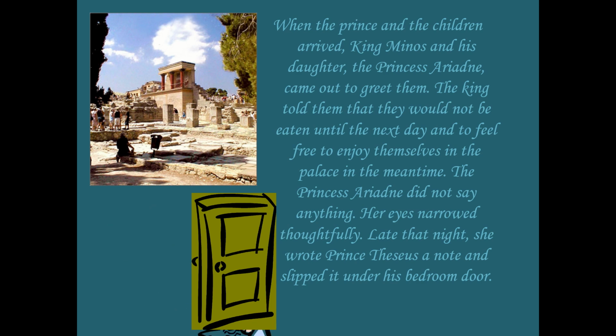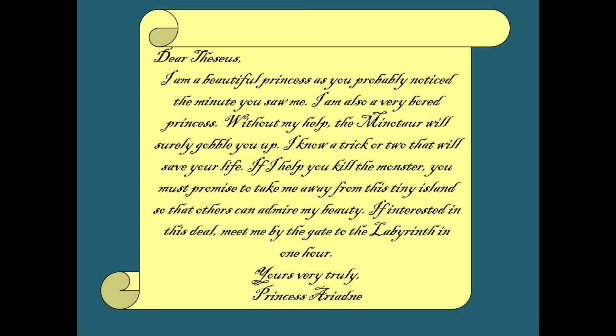When the prince and the children arrived at the island of Crete, King Minos and his daughter, Princess Ariadne, came out to greet them. The king told them that they would not be eaten until the next day, and so they could feel free to enjoy themselves in the palace in the meantime. Princess Ariadne did not say anything, but later that night she wrote Prince Theseus a note and slipped it through his bedroom door.